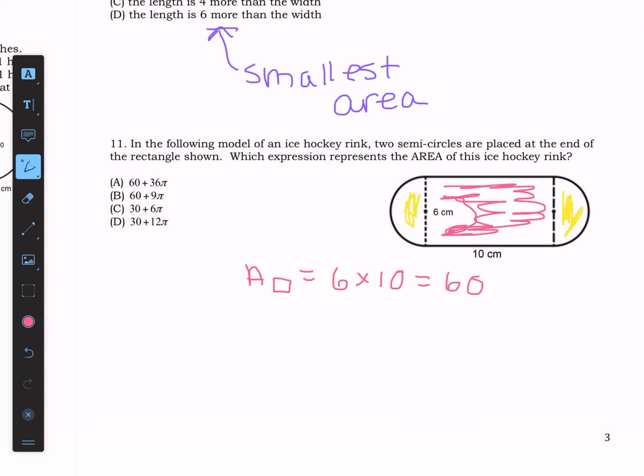Okay, all right, now keep in mind that, so that's this first part right here. So you have this whole portion. Now we need to deal with the 2 semicircles. Now keep in mind, a semicircle is half of a circle.